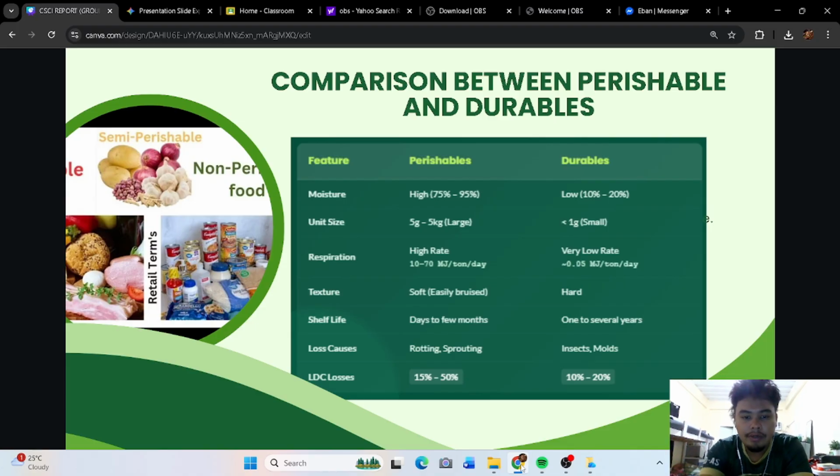Slide 3. Comparison of perishables and durables: moisture and respiration. This table highlights that perishables have much higher moisture content and respiration rates compared to durables. Shelf life and texture. While perishables are soft and last only days or months, durables are hard and can last for several years. Economic impact. Notably, perishables suffer much higher percentage losses, primarily due to rotting and sprouting, whereas durables are mostly threatened by insects and molds.